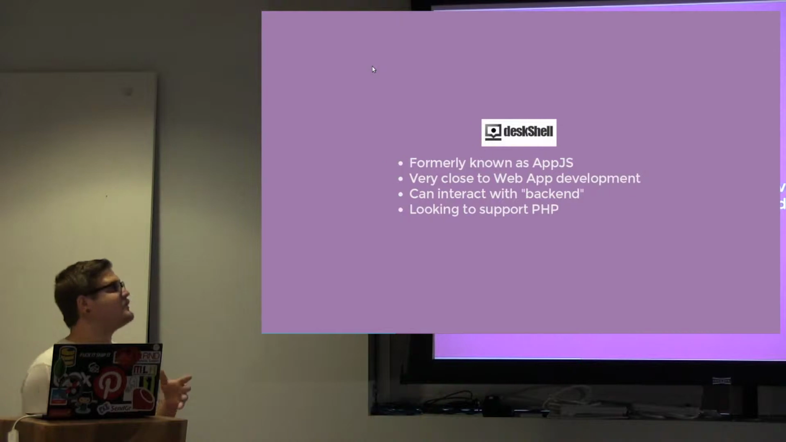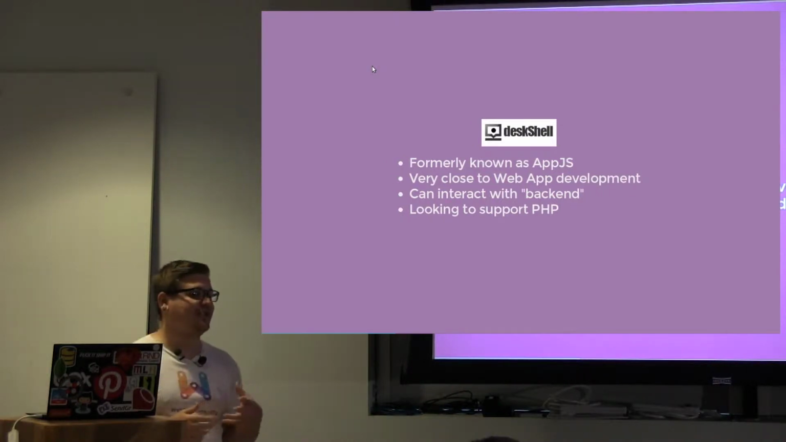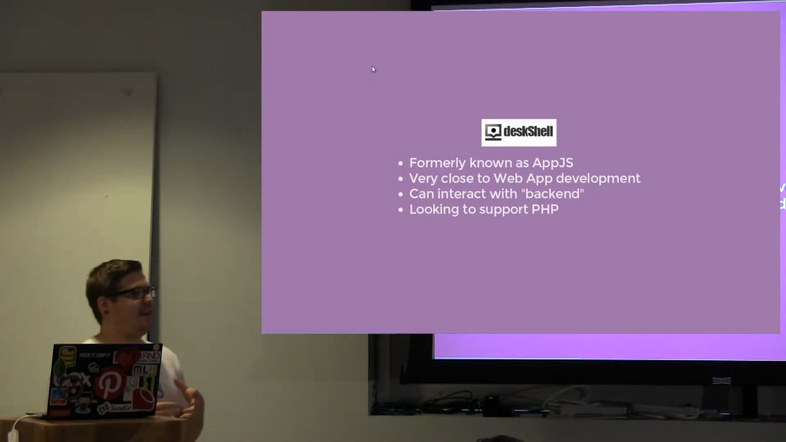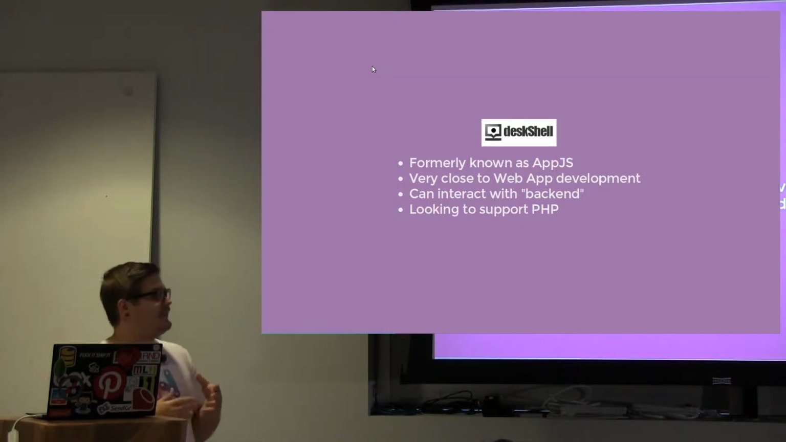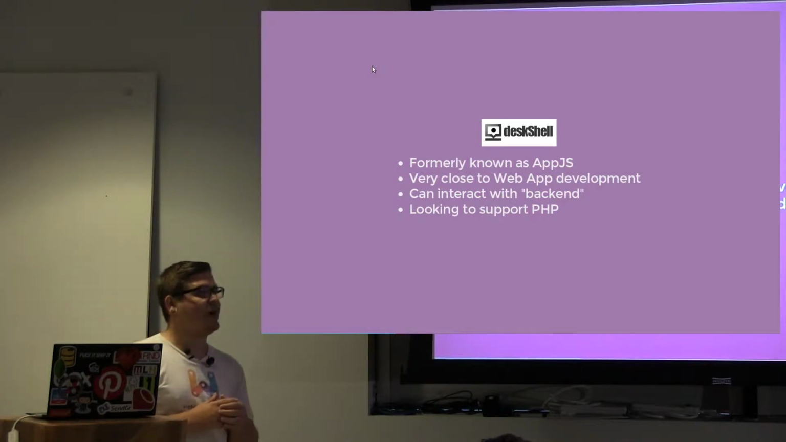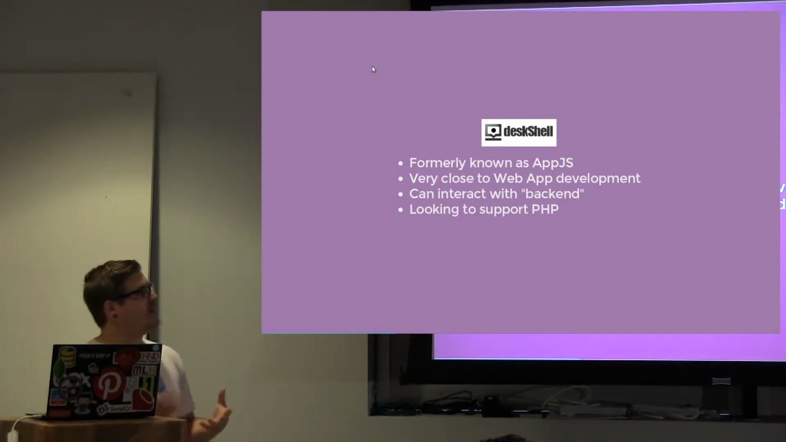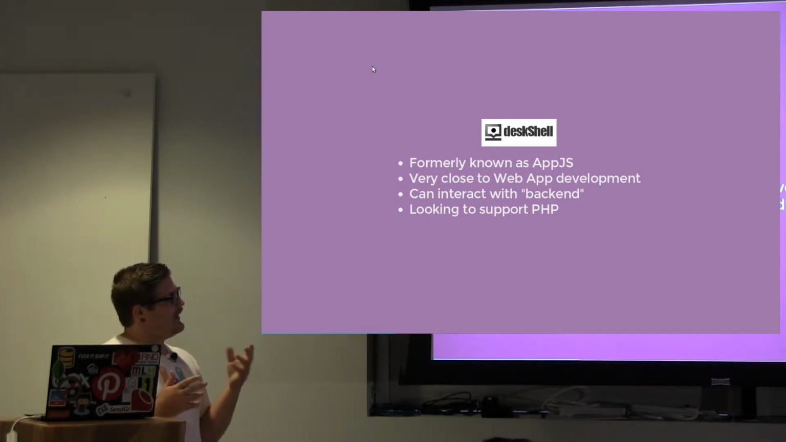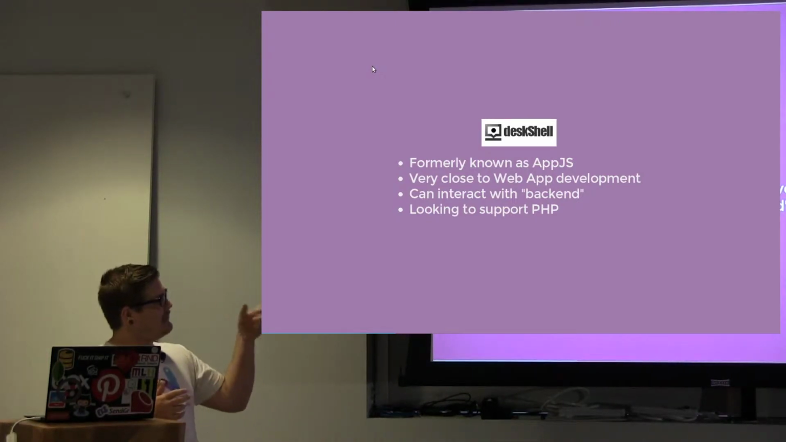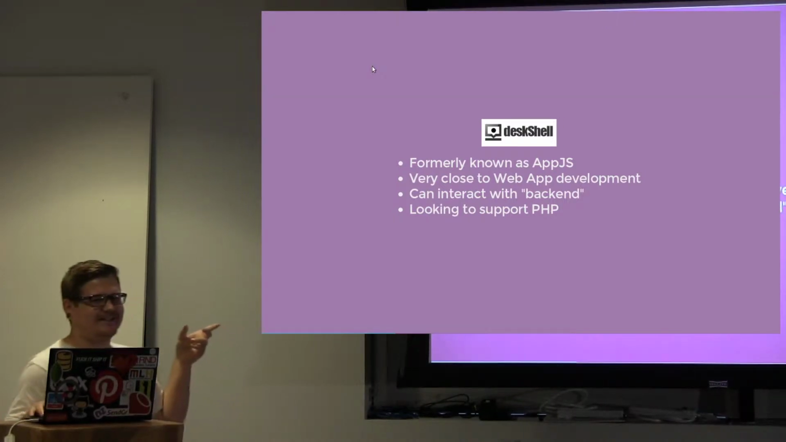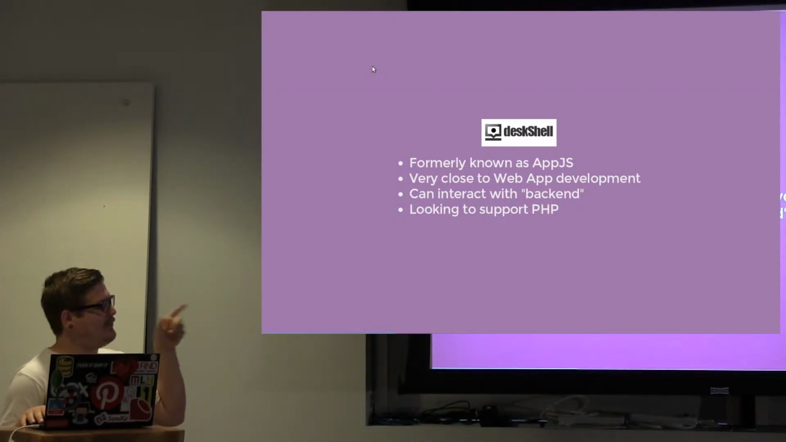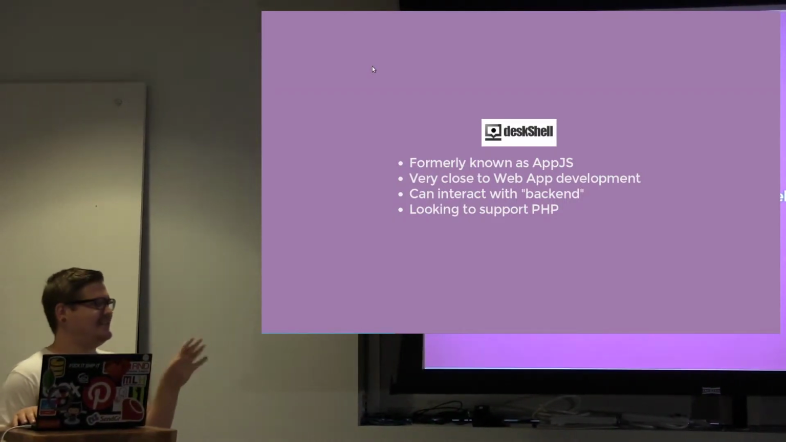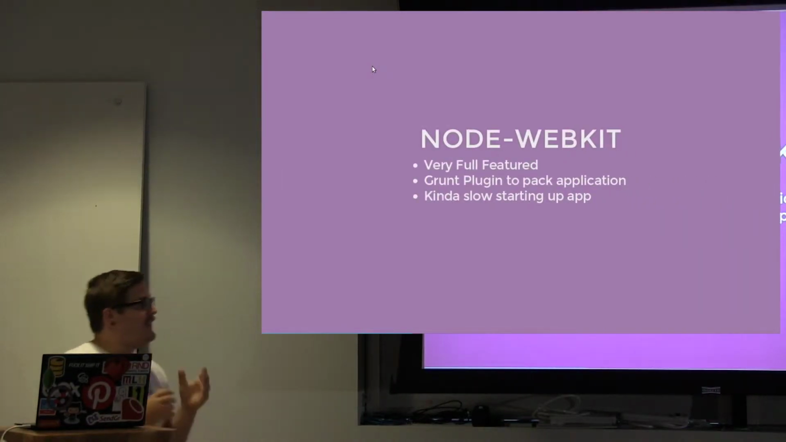So the first one I'm going to talk about is DeskShell. Now DeskShell has been around for a while. It's not that actively developed, but it is very close to a web app. You essentially are running a web app that interacts with the backend, and it used to be called app.js. I think they changed the name because they're looking to support PHP. I don't know if that's considered a bad thing about this type of app.